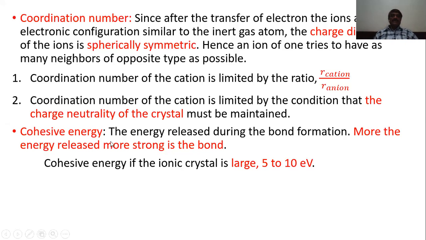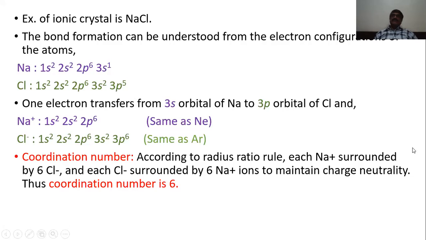Now, what about the cohesive energy? What is the cohesive energy? The energy released during formation of the bond is called the cohesive energy. It has been observed that the more the energy released, the stronger the bond will be. In the case of ionic crystals, the cohesive energy is so large that it lies between 5 to 10 electron volts. That means ionic crystals are stronger crystals.